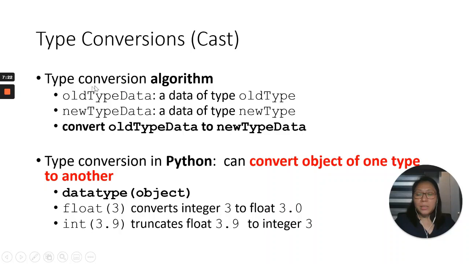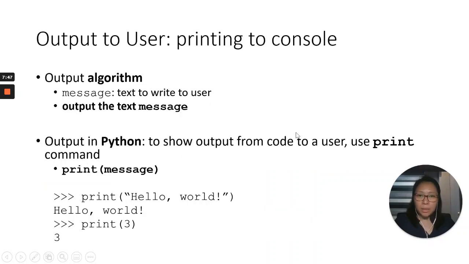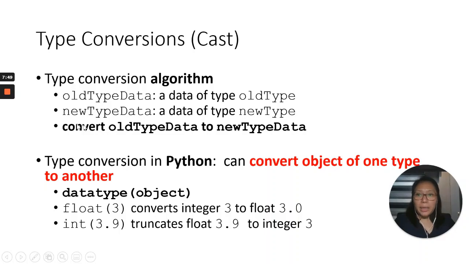So let's say we have this object, old type data. So this one is a data type that has type old type. And then another object, new type data, which is a data of type new type. So the algorithm to convert this type is convert old type data to new type data. And how do we translate it to Python code? Using this syntax.